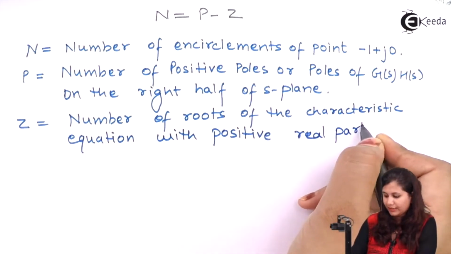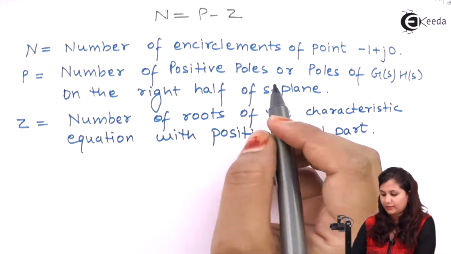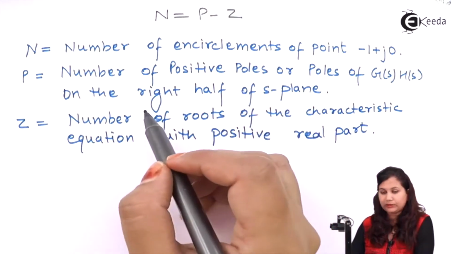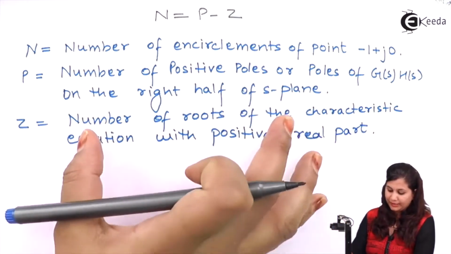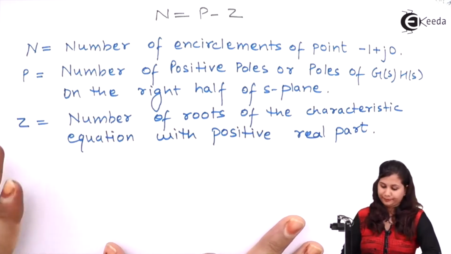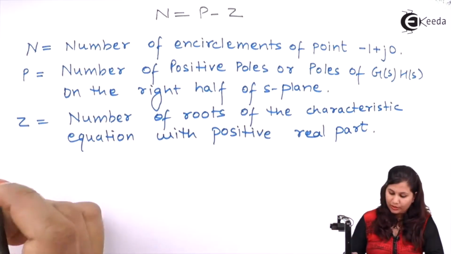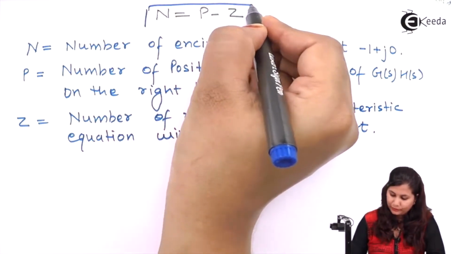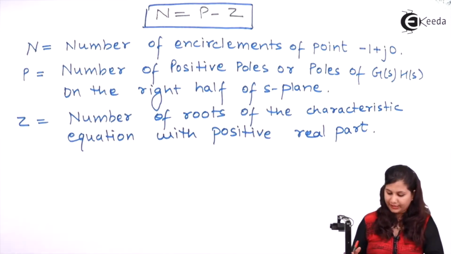Here we are considering only those roots or poles of this system which are lying on the right half of the S plane. We only consider these poles and roots. Now when we calculate N equals P minus Z, then there are three cases.